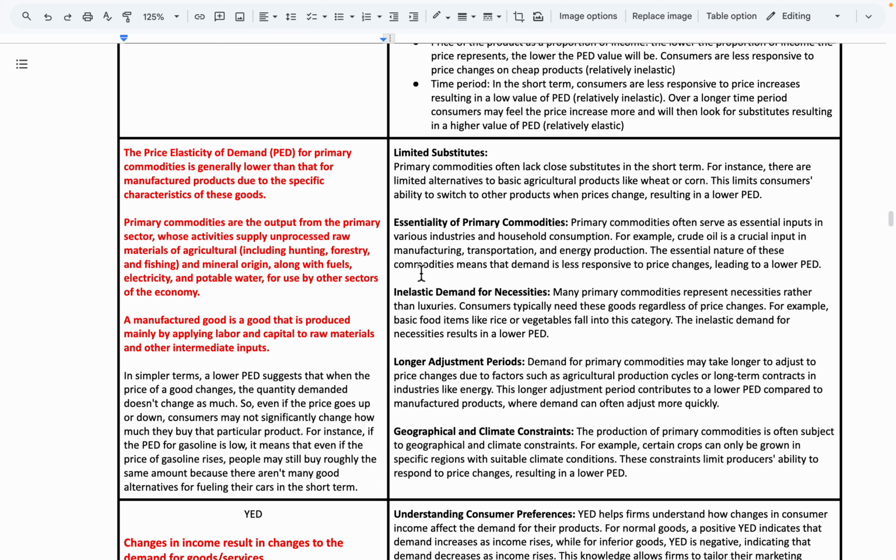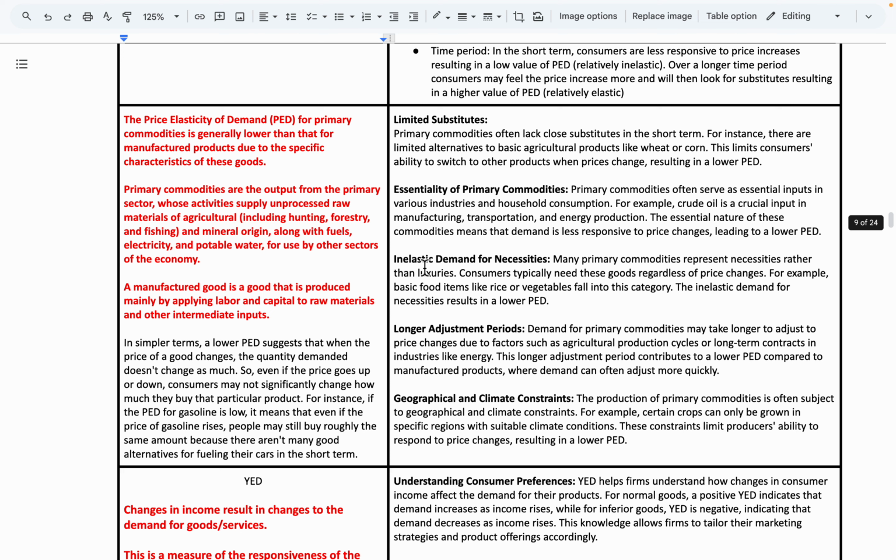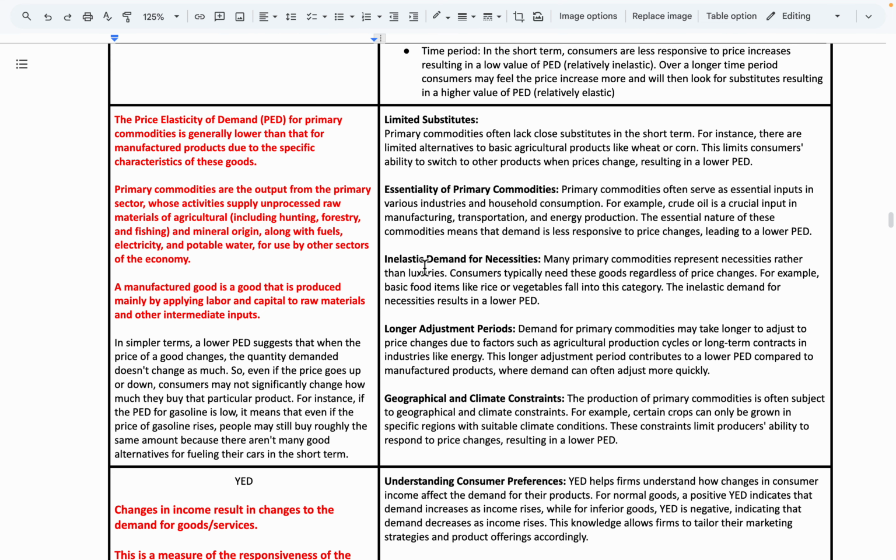So, number one, we have limited substitutes. Primary commodities often lack close substitutes in the short term. For instance, there are limited alternatives to basic agricultural products like wheat or corn, and as a great example, any kind of fossil fuel. This limits consumers' ability to switch to other products when the price changes, resulting in a lower PED.